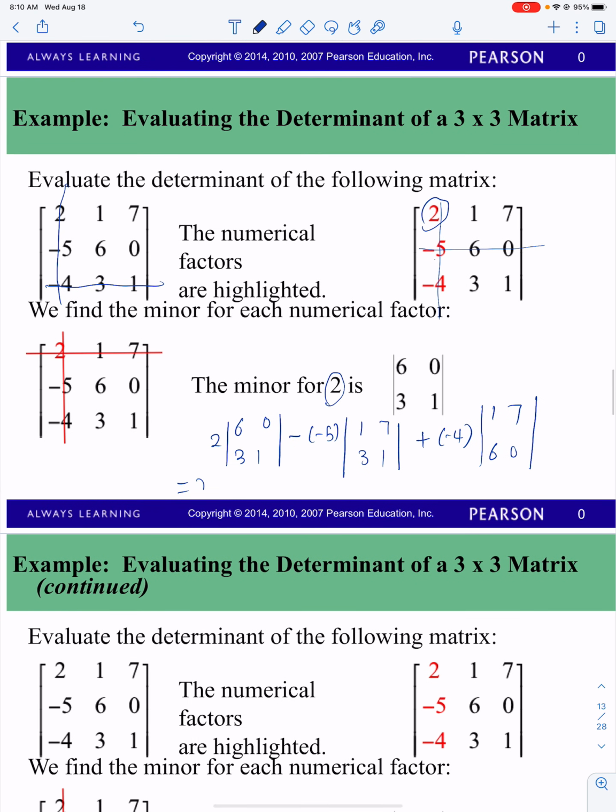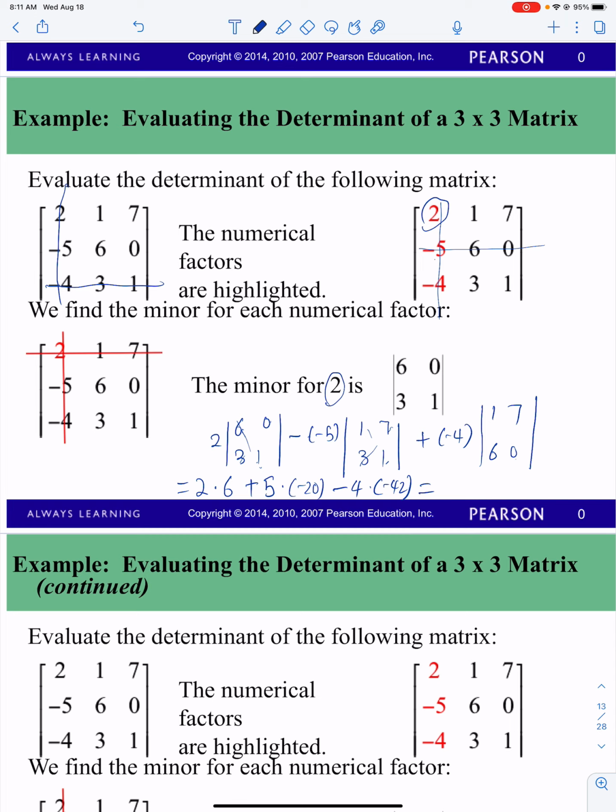So what will you have there? The diagonal minus the diagonal. 6 times 1 minus 3 times 0 is 6, yeah. Minus is plus 5. So it's 1, 1. 1, 1 is 1 minus 21, which is negative 20. Minus 4 here is 0 minus 42. So negative 42. Are you with me?